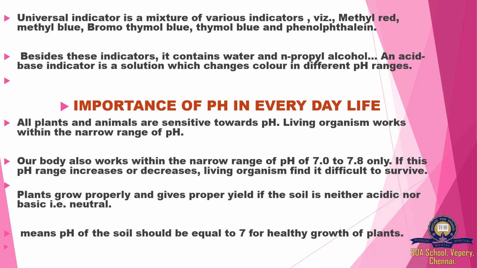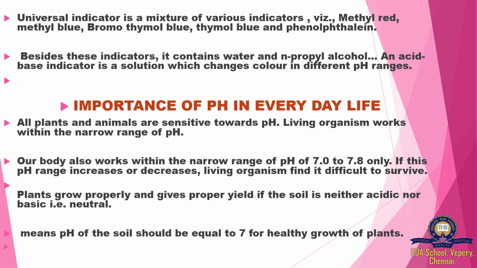For the acid, from 0 to 7, it can give different colors at different points. Likewise for the base, more than 7 to 14, the points vary, and the color range also varies. So in that way we can easily find out the acid or base as well as the concentration of the acid and the base. Next, importance of pH in everyday life.